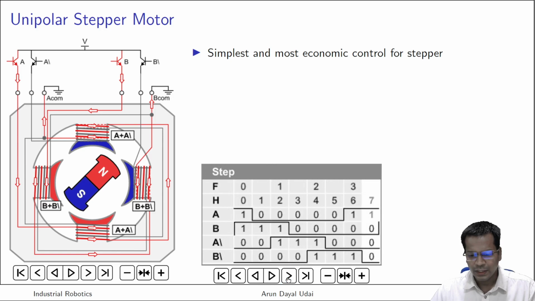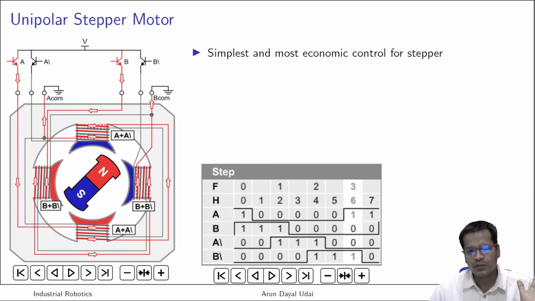So you have to reverse the step. If you want to rotate it in the opposite direction, you have to make it go like this. Got it? So this is what is reversing the direction. So direction can be reversed and position can be precisely obtained. That depends on the number of steps that you have fed, and torque you cannot control.